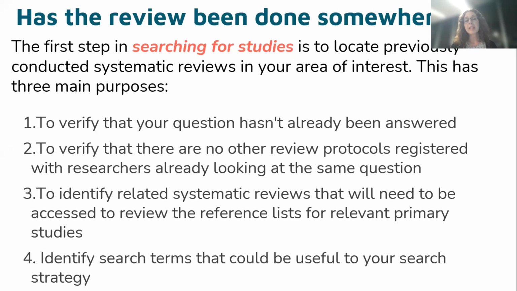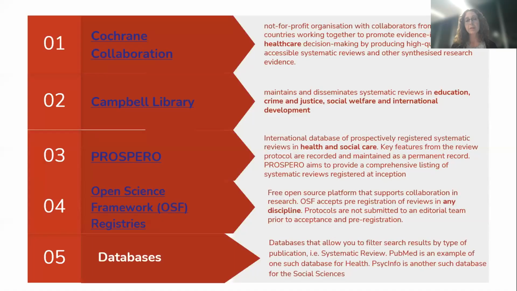It's also to identify related systematic reviews that you need to access to review the reference list for relevant primary studies. And also to identify what search terms have been used in these systematic reviews, because they could be useful for you when you're developing your search strategy. So there are a number of places where you can look for systematic reviews and protocols.